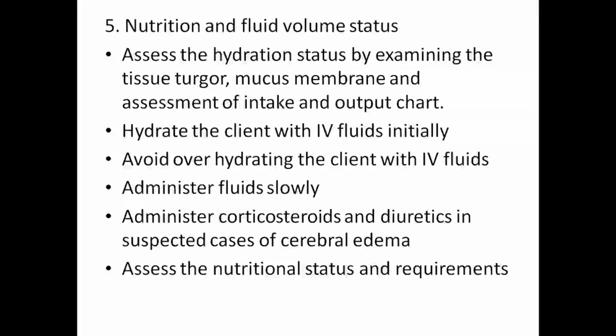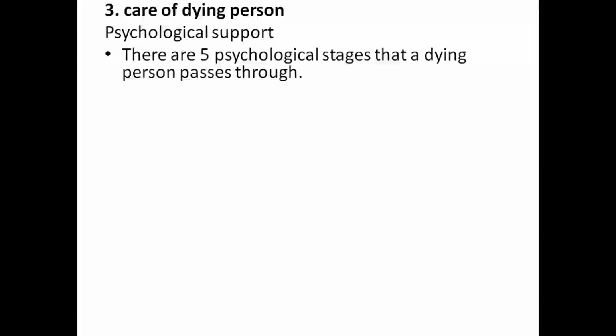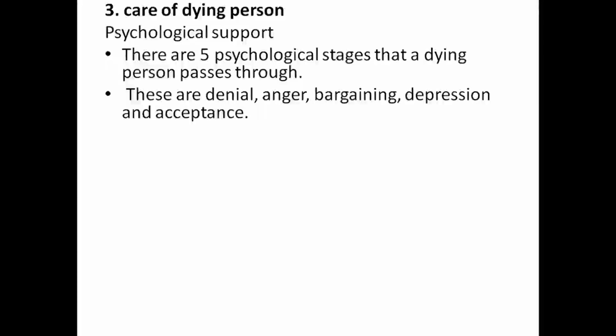Assess the nutritional status and requirements. Administer fluid diet. Third is care of the dying person. First, include psychological support. There are 5 psychological stages that a dying person passes through. They are denial, anger, bargaining, depression, and acceptance.